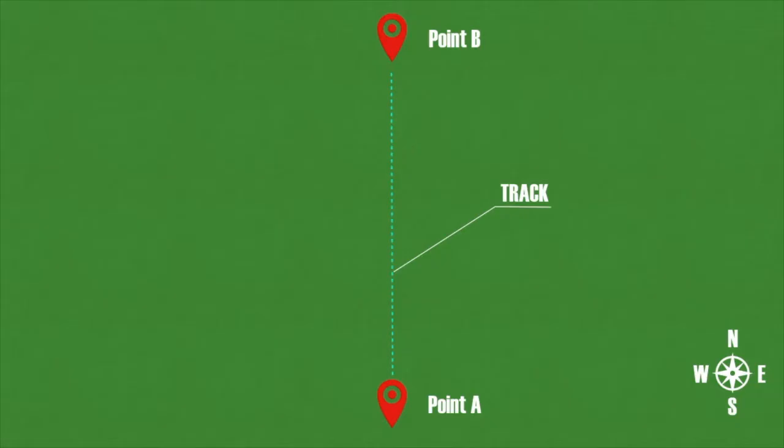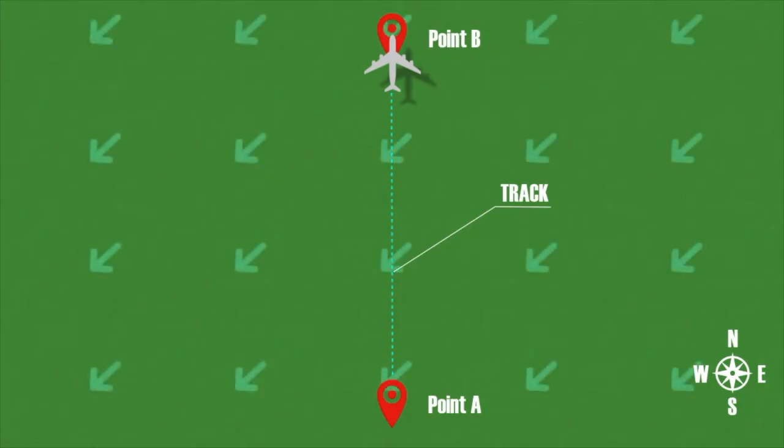For example, under ideal conditions, if you wanted to fly north along this track, you would point the aeroplane towards your destination and fly the straight line across. But this is hardly ever possible, because your aeroplane is always subjected to the relentless force of wind and weather.